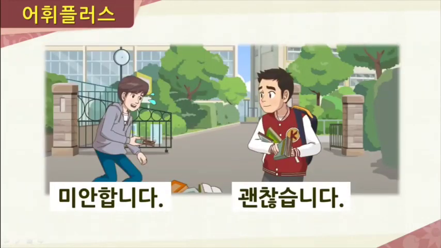Here in this situation, someone has accidentally bumped into Junsu. If you accidentally bump into someone, what would you say? Correct, you'd say sorry, or in this case in Korean, 미안합니다. 준수 responds by saying, that's okay, or 괜찮습니다. 미안합니다. 괜찮습니다.